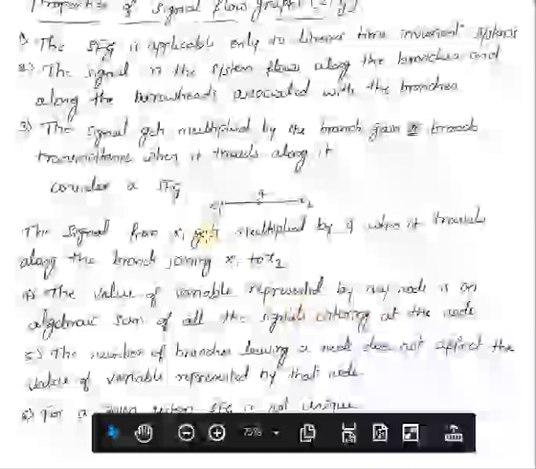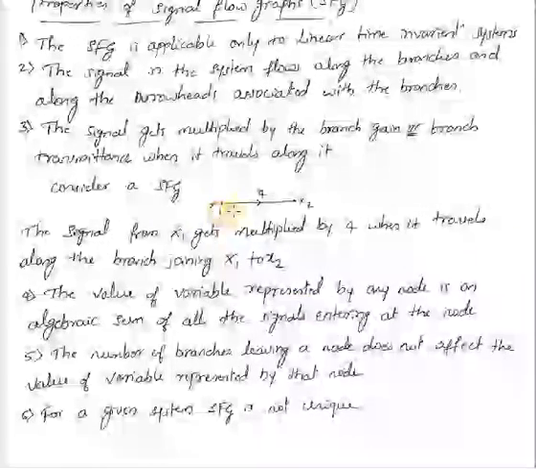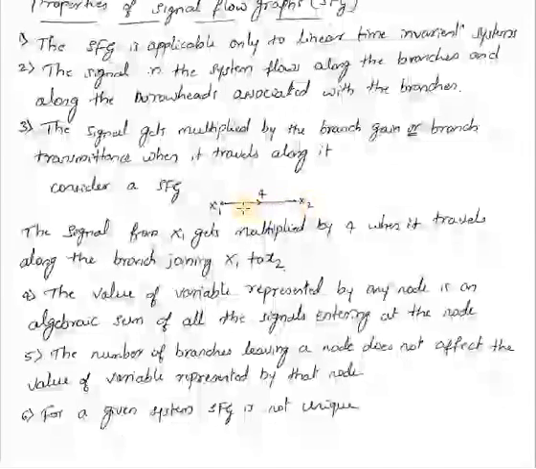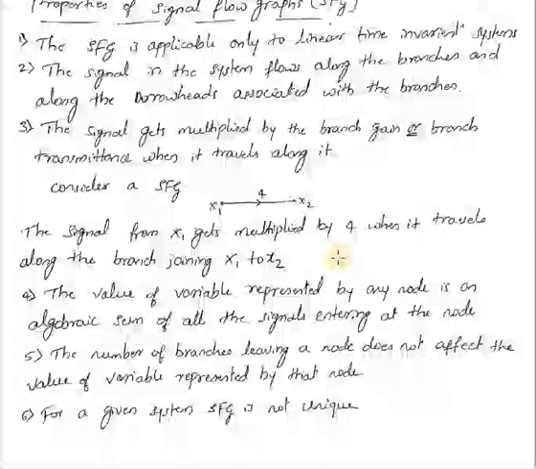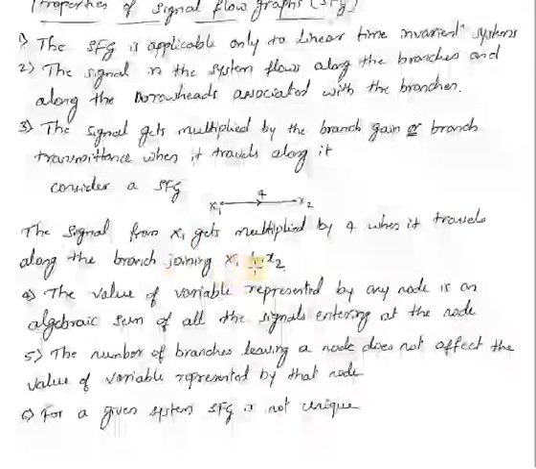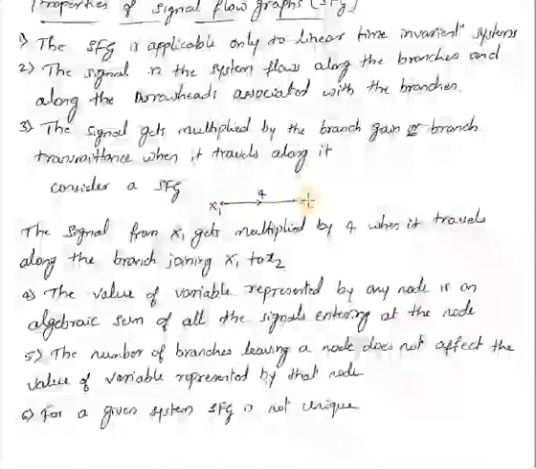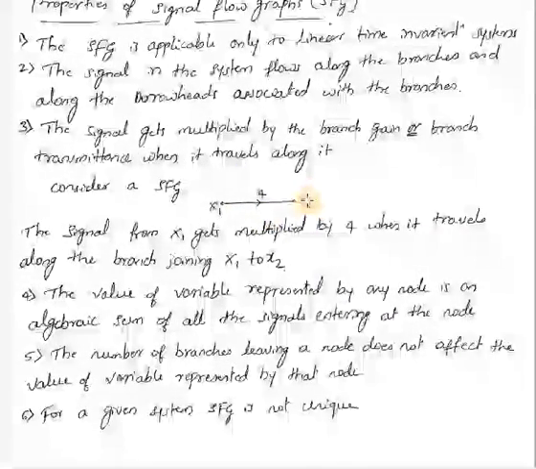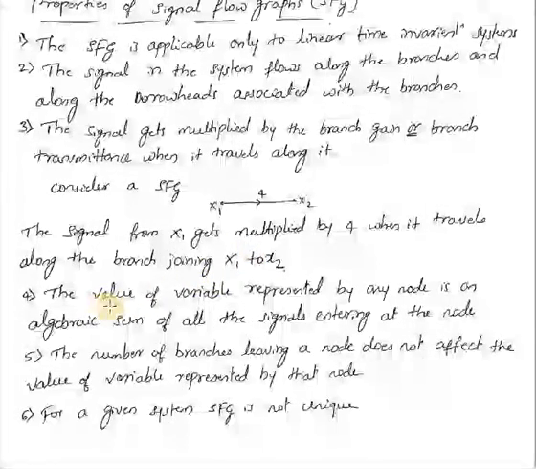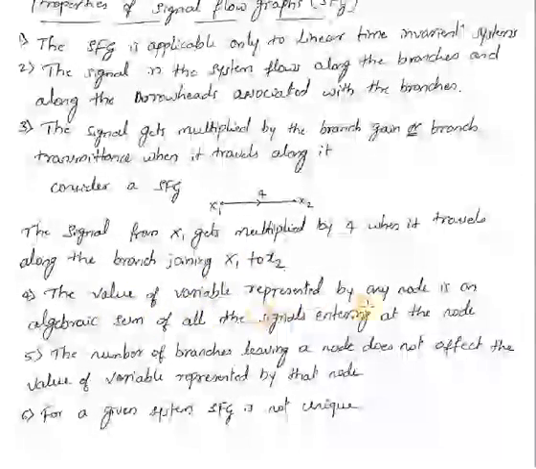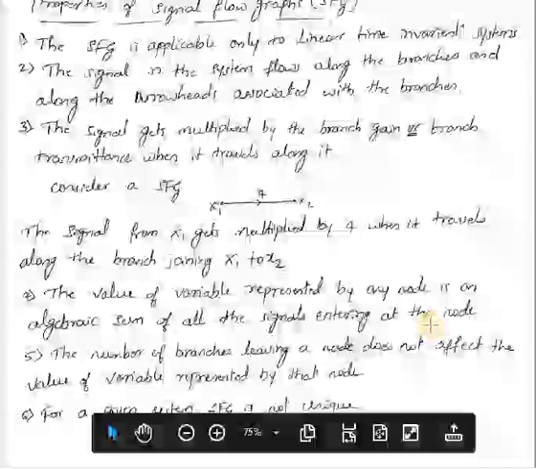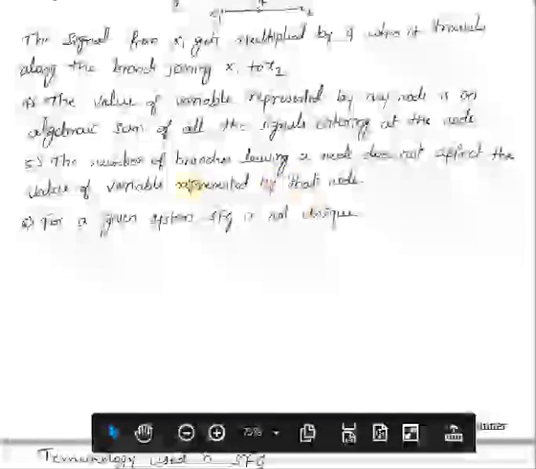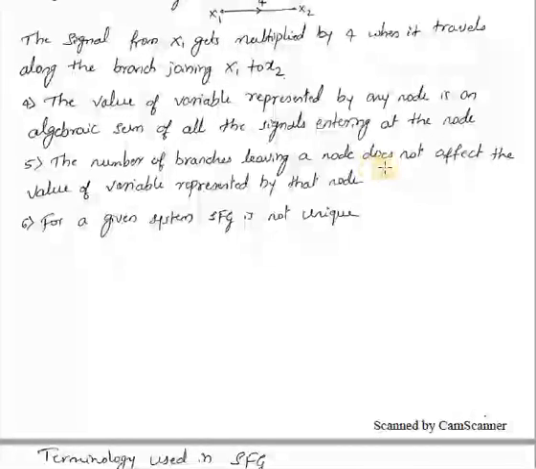Consider an SFG where x1 is a node and x2 is another node, and in between there is a gain of 4. Here the signal from x1 gets multiplied by 4 when it travels along the branch joining x1 to x2. So when it comes out, the value will be 4. Then the fourth one is that the value of the variable represented by any node is the algebraic sum of all the signals entering at the node.